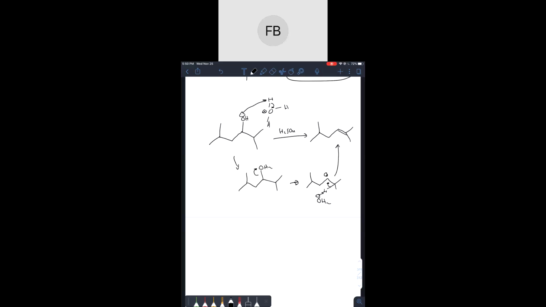And it didn't go to the other side because that would have violated Zaitsev's rule. So the double bond has to form in this red position, not this orange position here, because the orange position violates Zaitsev's. Next.